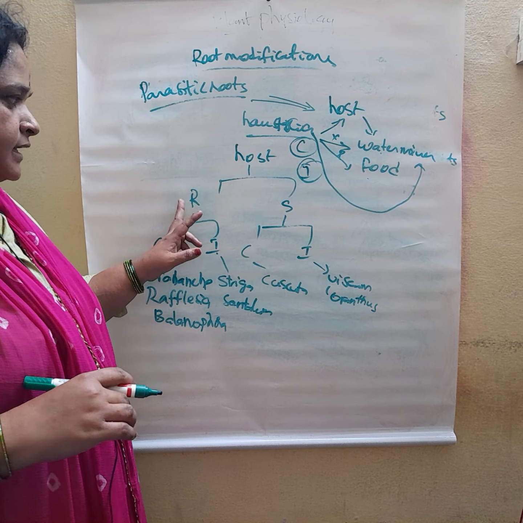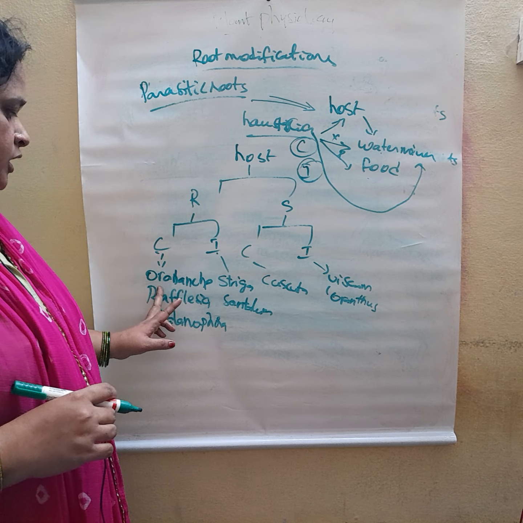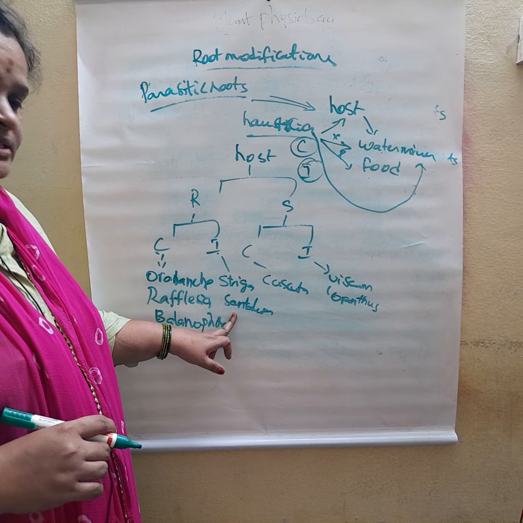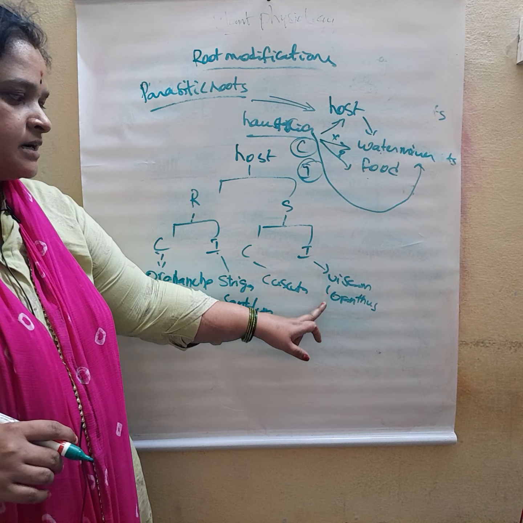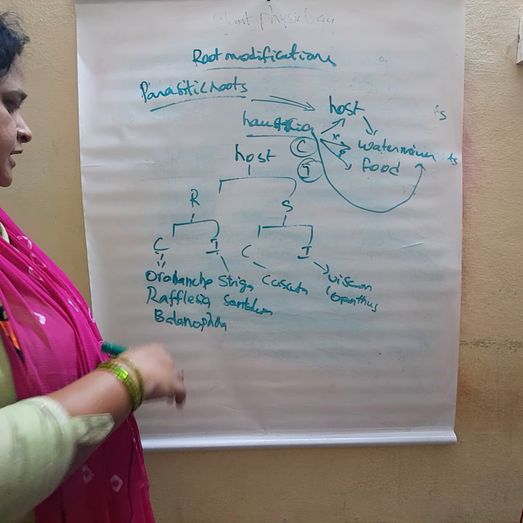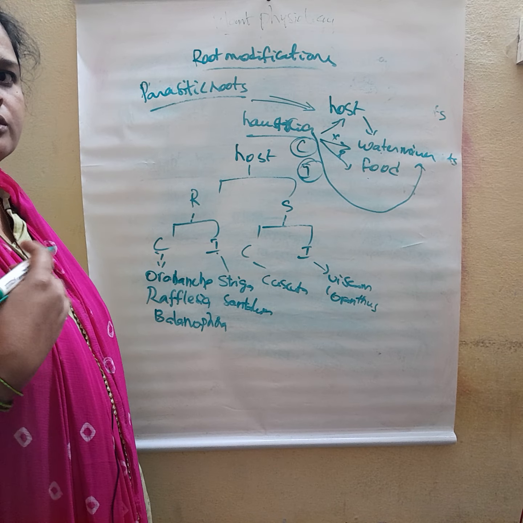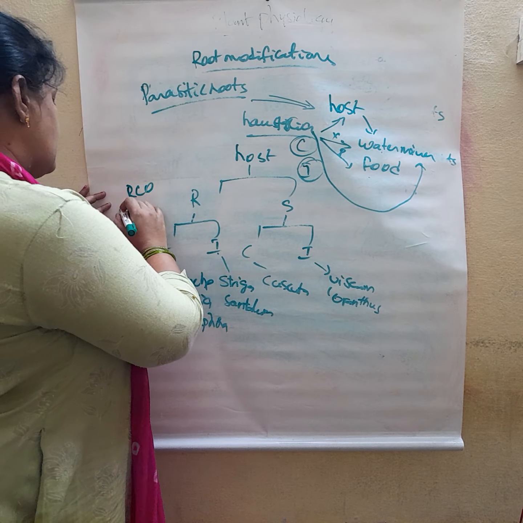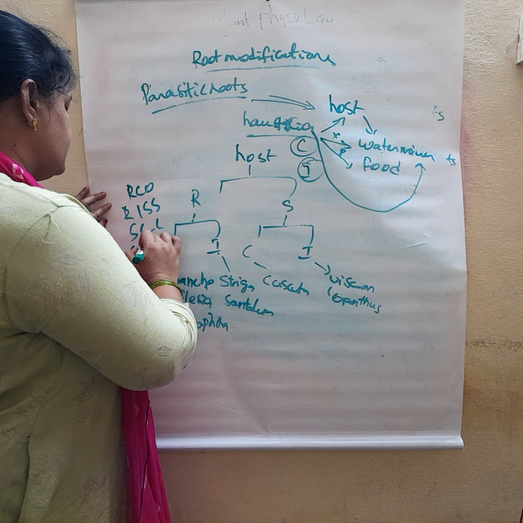So depending upon the place, root or stem: root complete Orobanche, Rafflesia, Balanophora; root incomplete Striga and Santalum; stem complete Cuscuta; stem incomplete Viscum and Loranthus. Actually here no tricky sentence, but my sir used to give like RCO, RISS, RIS, SCC, SIVL.